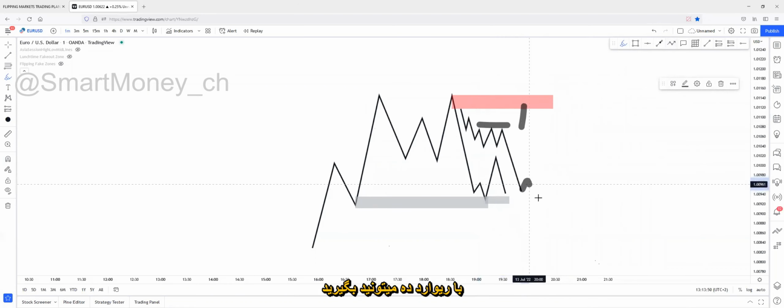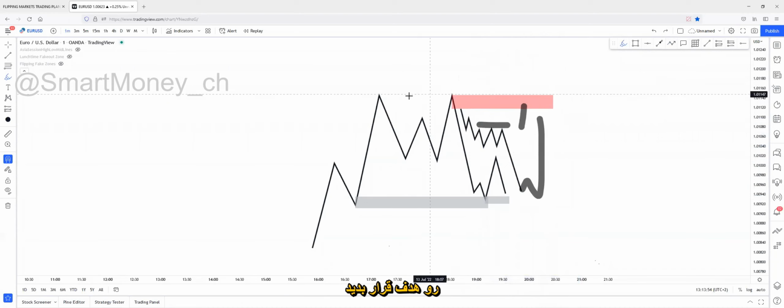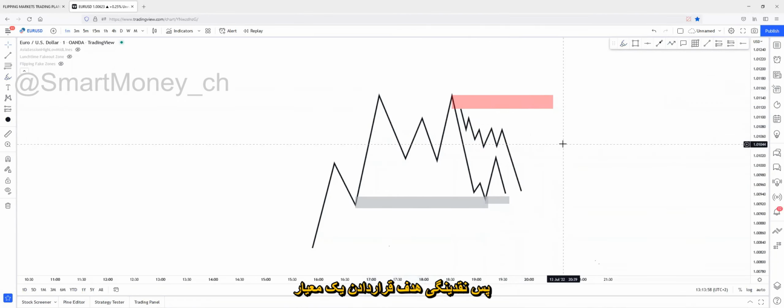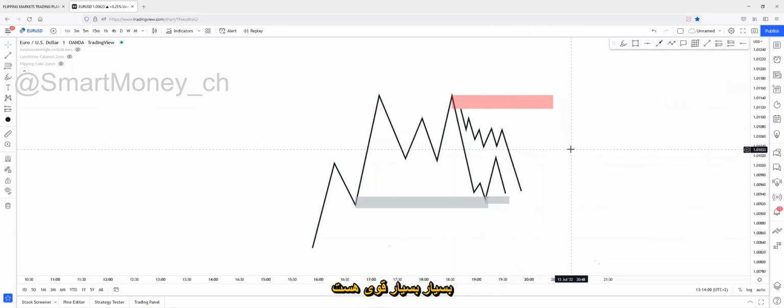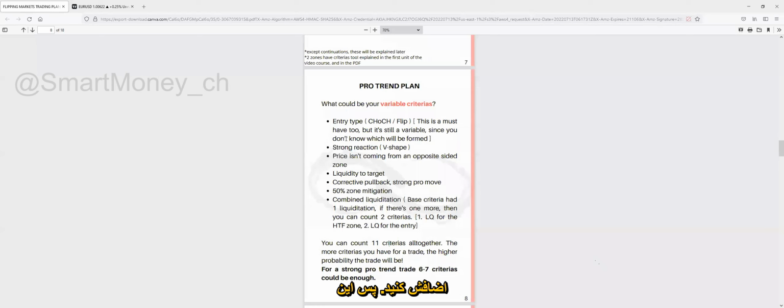You'll be able to call like a 1-to-10 risk-reward ratio on this trade, for example, or if you're targeting the higher time frame liquidity to take, that will be 1-to-15, 1-to-20 risk-reward ratio. So yeah, liquidity to target is a really, really, really strong criteria. You can actually add it up to your base criteria. So this is another variable criteria, liquidity to target.